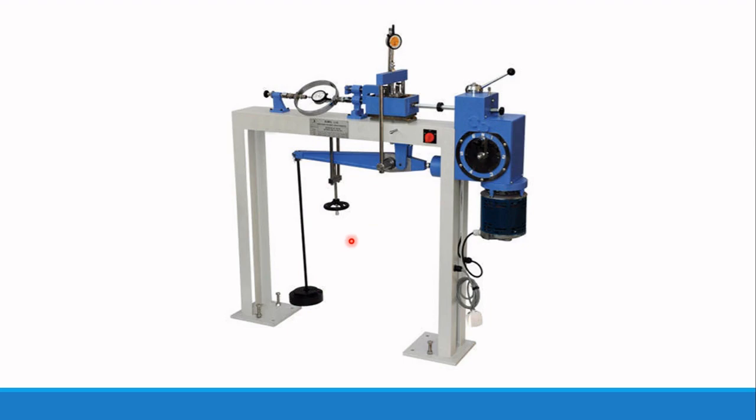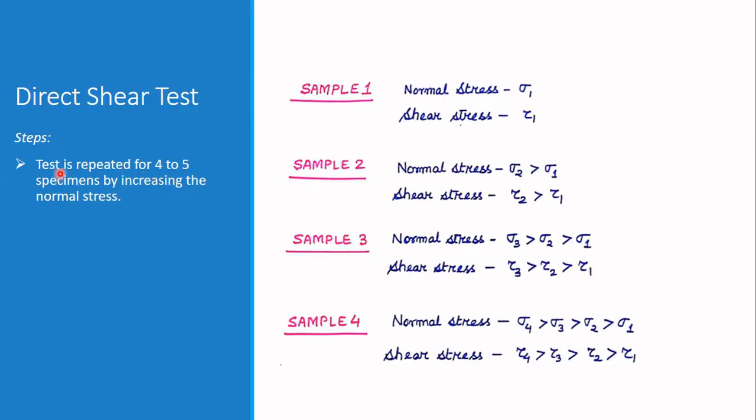Now the steps which I listed earlier are repeated for 4 to 5 specimens. Let us try to understand what this line means. First I take a sample which I name sample 1, and to this sample 1 I apply vertical load and horizontal load. Obviously, because of the vertical load, normal stress will be produced, let us name it sigma 1, and a shear stress will be produced because of the horizontal load, which is tau 1.